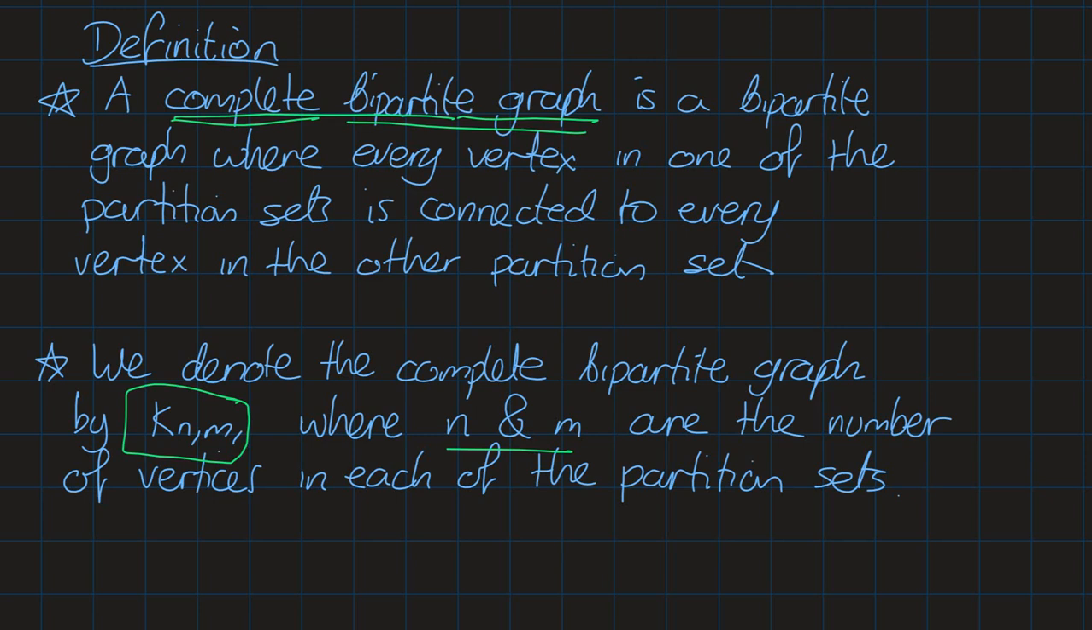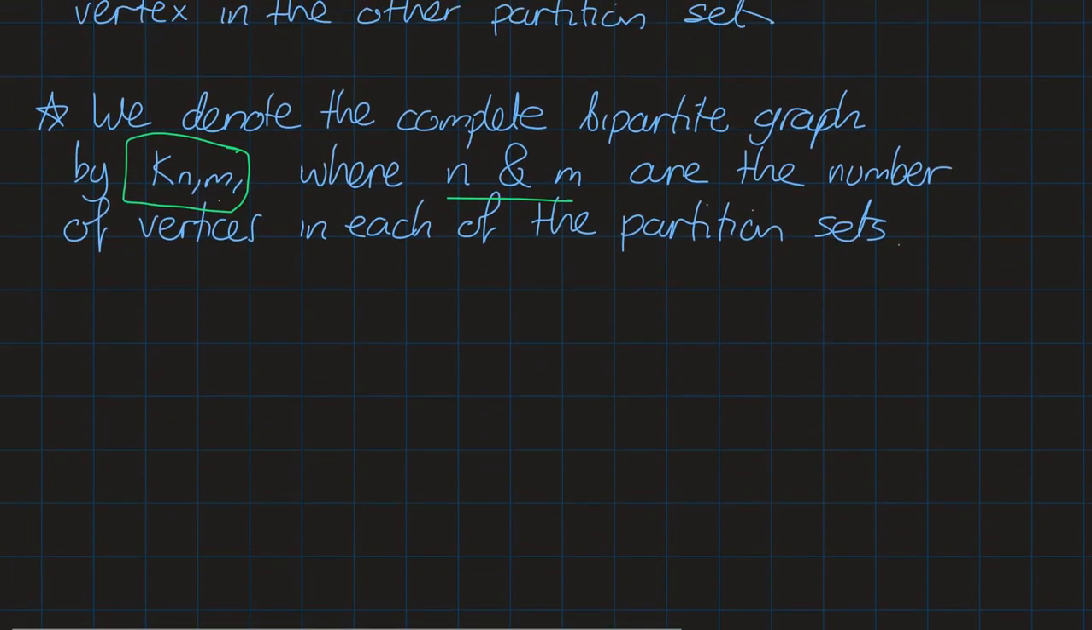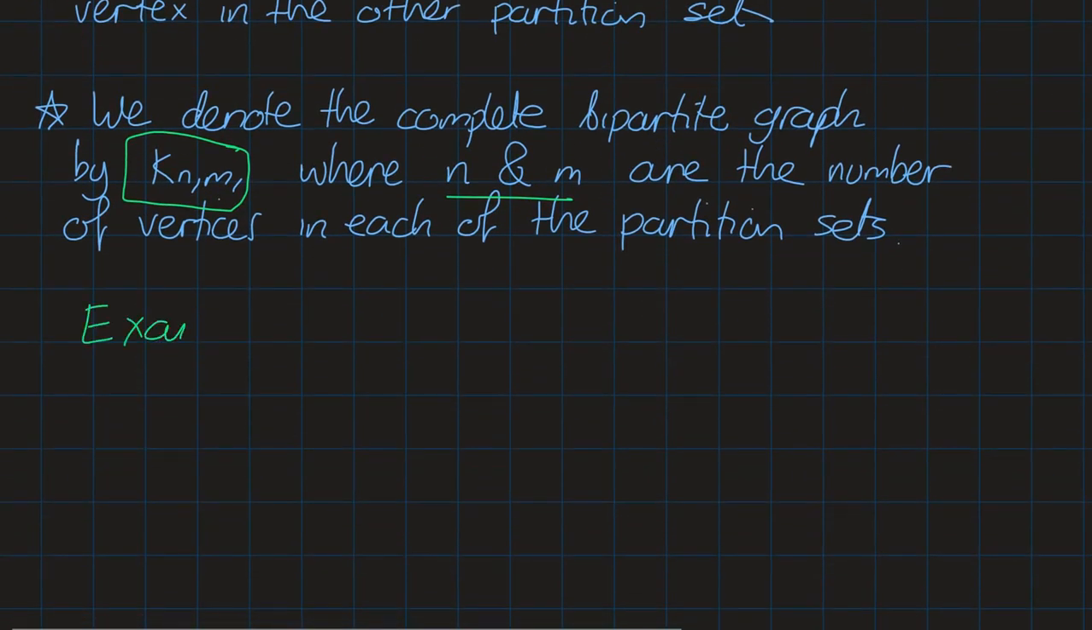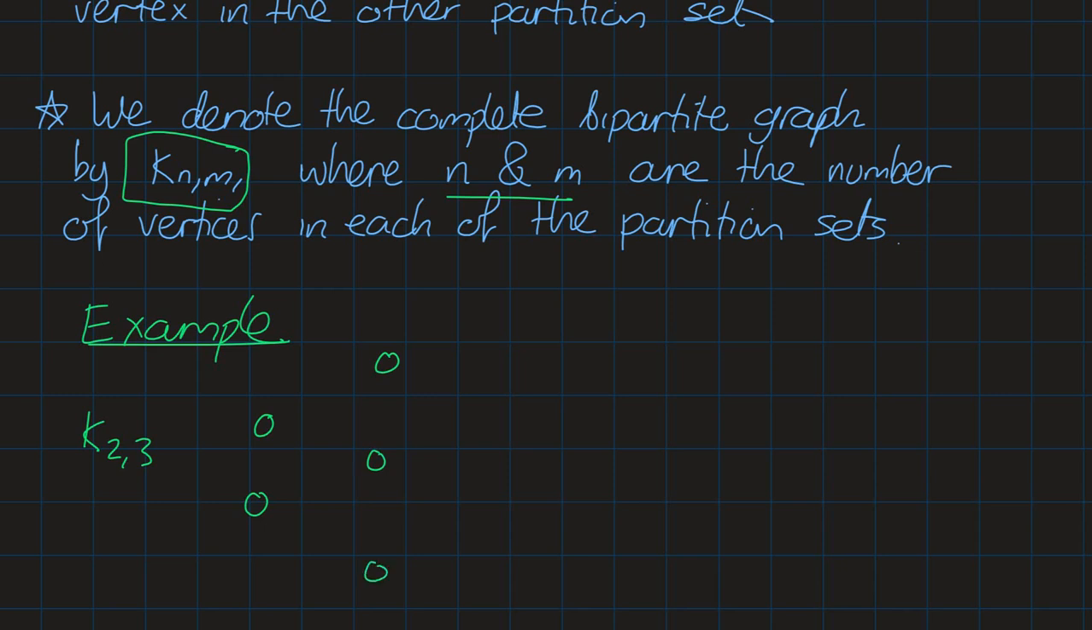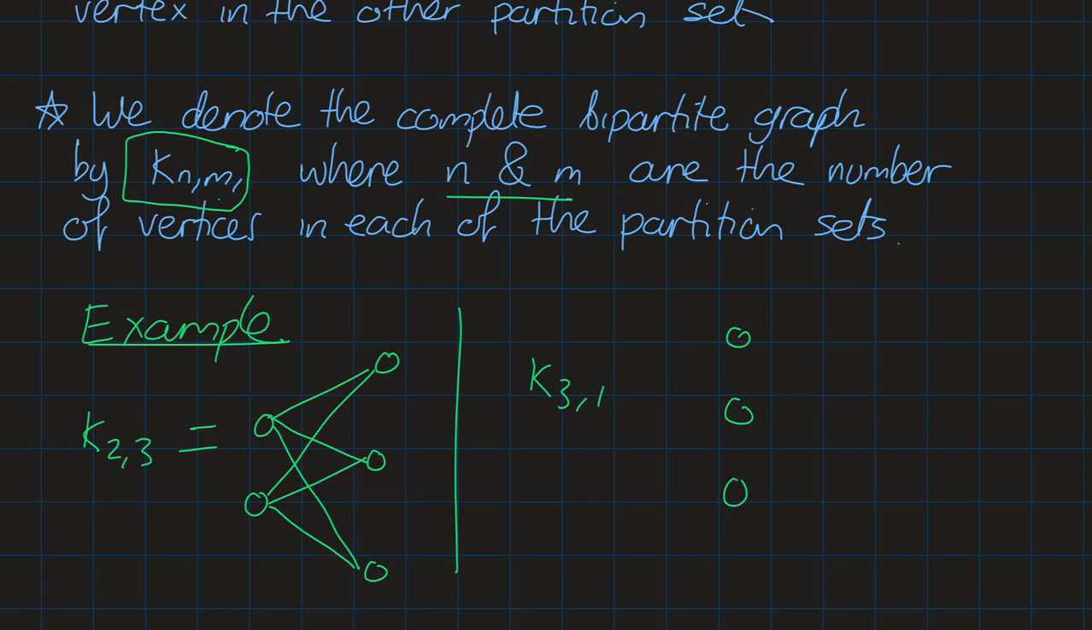Let's just jump straight into some examples. If I look at something like K_2,3, what is this? It's 2 vertices in one partition set and 3 in the other, and then all the edges possible. I can't add this edge because that would be an edge between 2 vertices in the same partition set. So this is K_2,3. How about if I do K_3,1? That's 3 vertices and 1, like that.